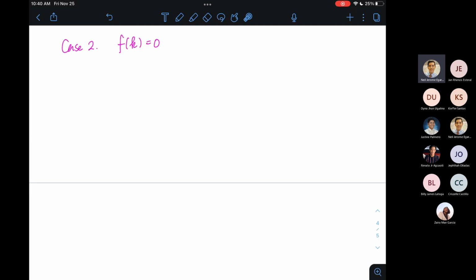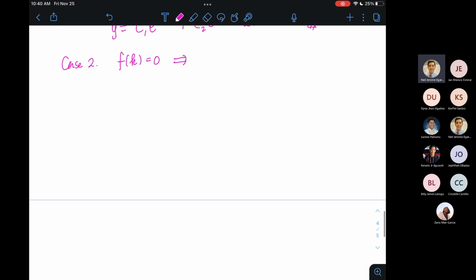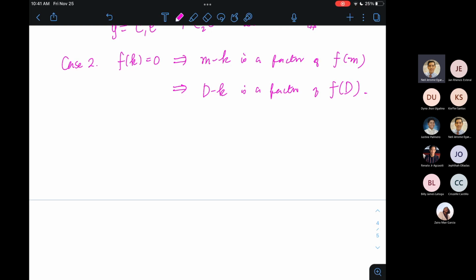Okay. Now, the second case is what happens when f of k is equal to 0? Well, the factor theorem from algebra tells us that if f of k is equal to 0, that means that m minus k is a factor of f of m, right? Factor theorem mula sa algebra. Kapag halimbawa si 0 ay isang root ng polynomial p, then x minus 0, which is x, must be a factor of the polynomial p. Right? That's the idea behind this. And if you translate this back into an operator form, then you can say that d minus k is a factor of f of d. Right? So yan yung makukuha nating implications mula sa pagiging 0 ni f of k.